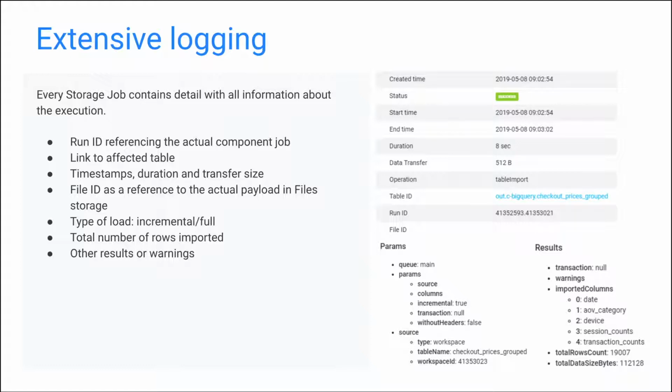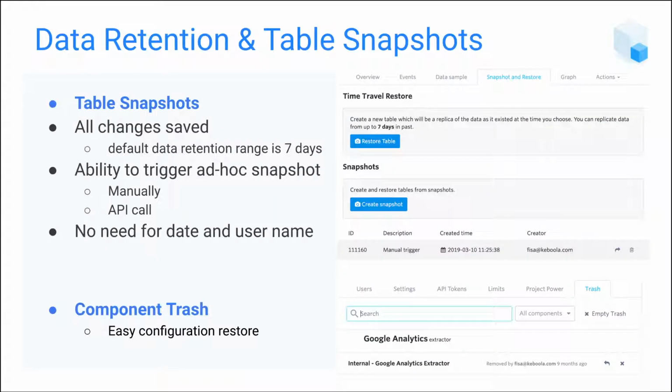Every storage job also contains the detail with all the information about the execution, such as run ID, links to the table that is being affected, the duration, transfer size, number of rows imported, some warnings, or whether the load was incremental or not. And we also offer two great features: data retention and snapshots. With data retention or time travel restore, you can restore the table up to 7 days to any timestamp of your choosing. For snapshots, you can either manually or via API create an ad hoc snapshot for future use or before you make any change, so you know you have this copy of the table ready.